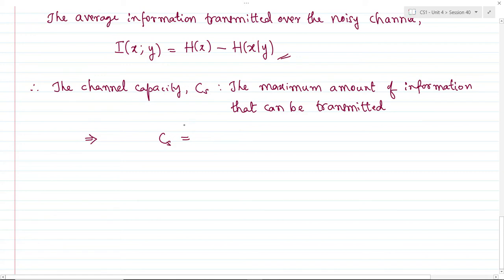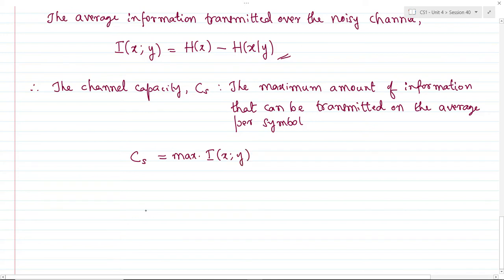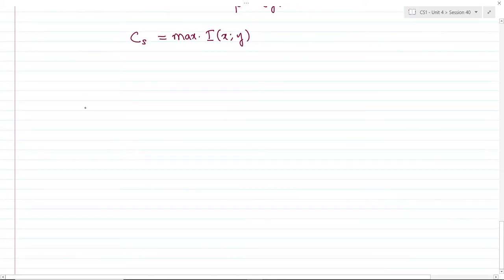Okay, so transmitted on the average, I can say on the average per symbol. Okay, which can be denoted as CS, which is the channel capacity per symbol, is the maximum value of the information that is transmitted over the noisy channel. But how to maximize this? So on what parameters should we be trying to maximize this amount of information that is transmitted?